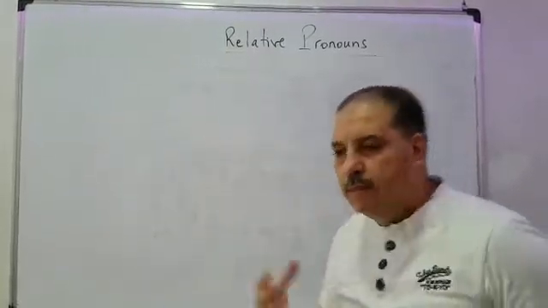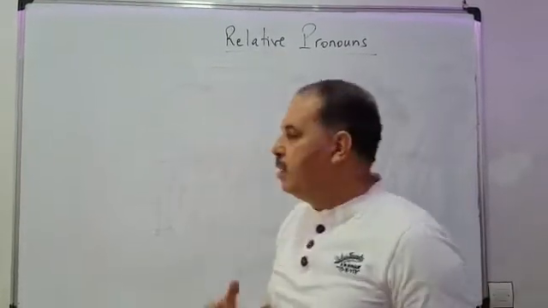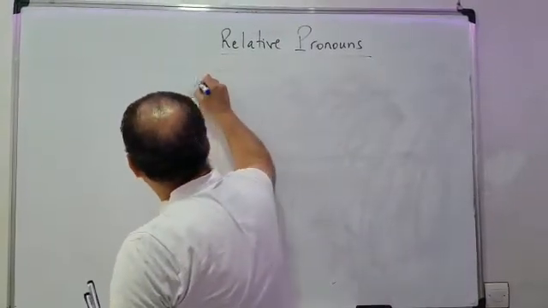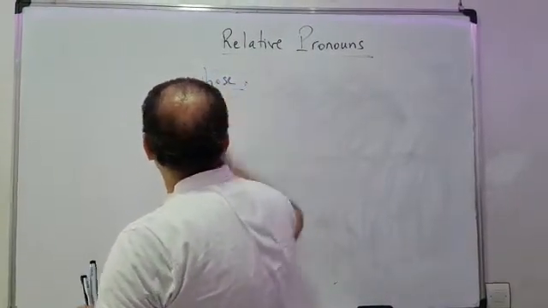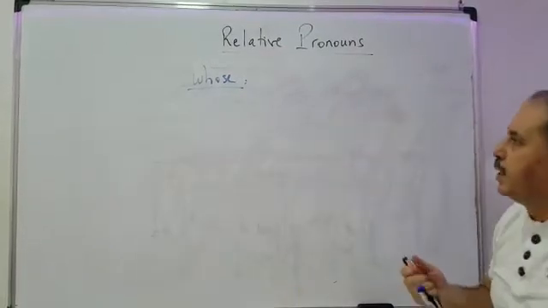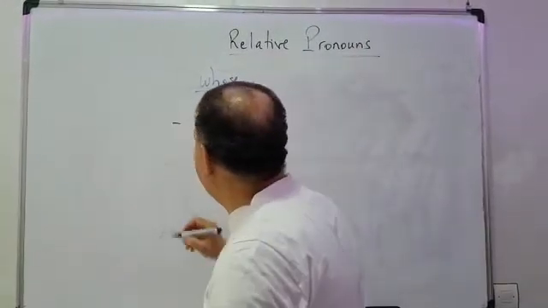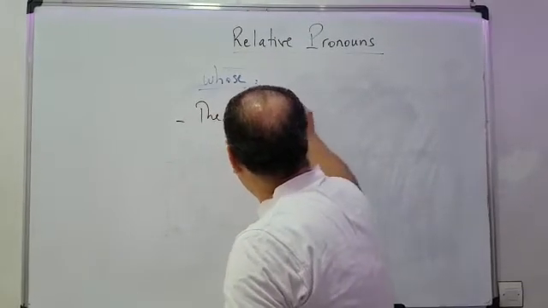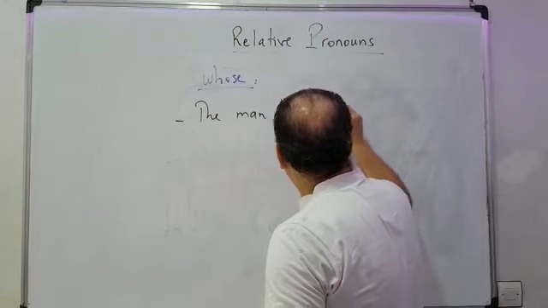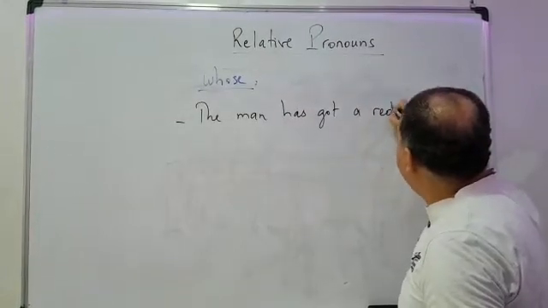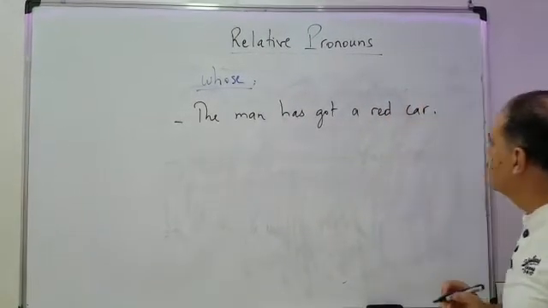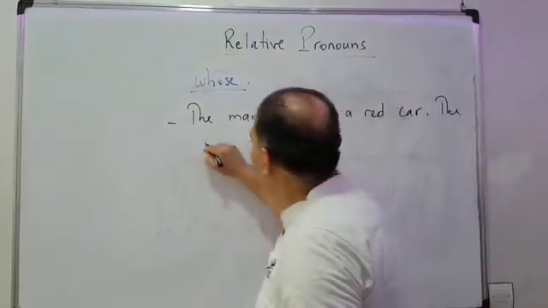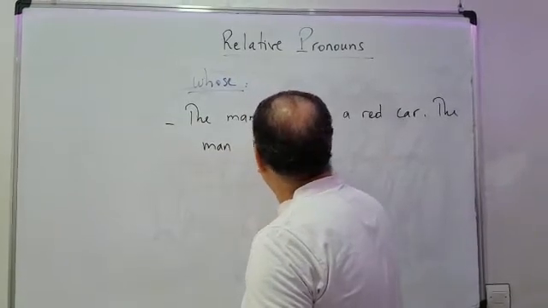This one, many students have problems with this relative pronoun. I'm talking about whose. I can give you an example here. So in the exam, you may find, for example, the man has got a red car, and the same man is my neighbor.